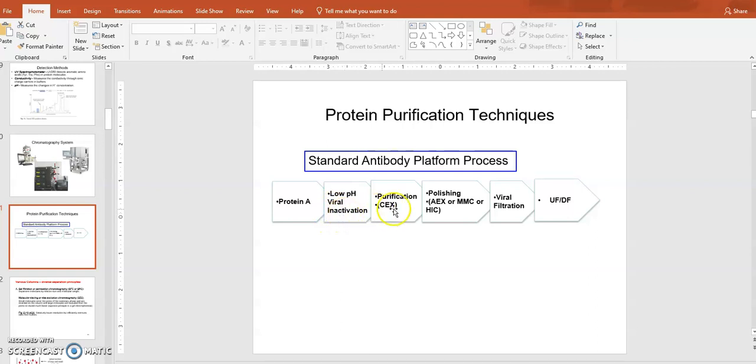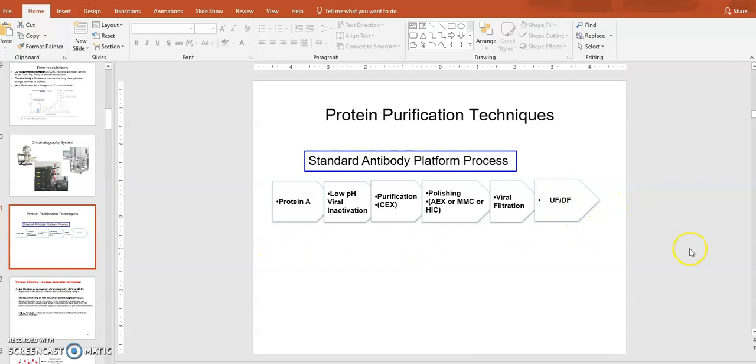Okay, and then there's a second chromatography run. That is CEX. CEX means what? Cation exchange chromatography. There's a second chromatography method done, and then there's a polishing, another chromatography method following after that. So that could be either anion exchange chromatography or mixed mode chromatography or HIC. HIC means hydrophobic interaction chromatography. One of those three can be done. Okay, and then after that, viral filtration, maybe nanofilter or ultrafiltration will be done, and then UFDF, ultrafiltration, diafiltration, to do the formulation.